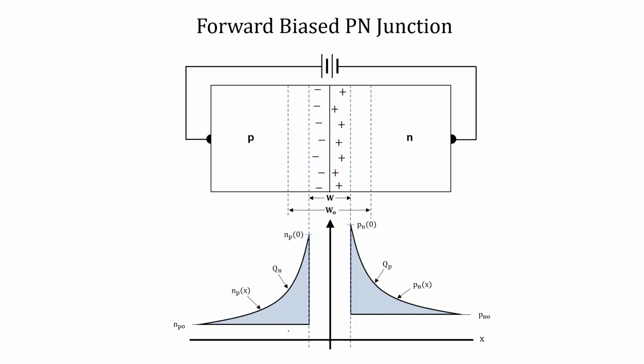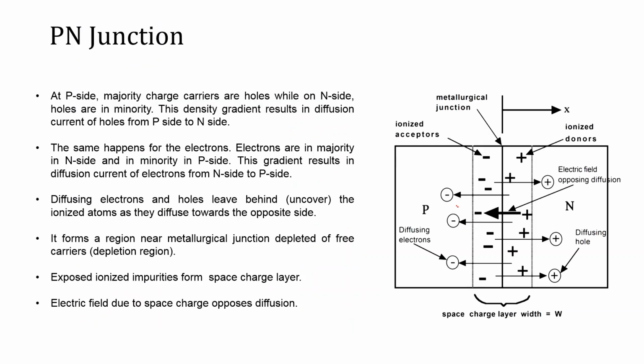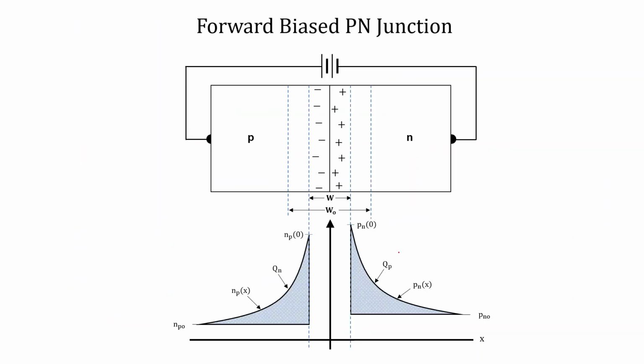Now this was the case when our PN junction is not biased. It is just formed and no external voltage is applied across the junction. Then this is the scenario. But what happens when we forward bias this junction?